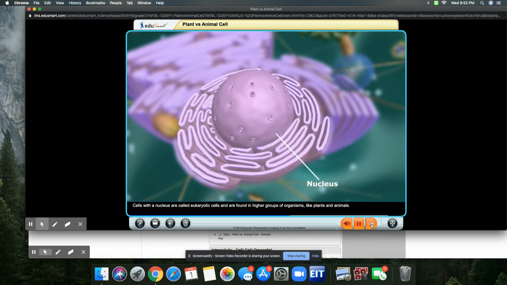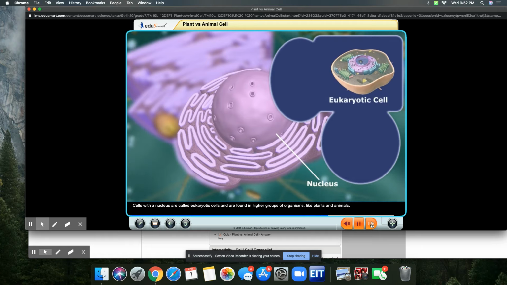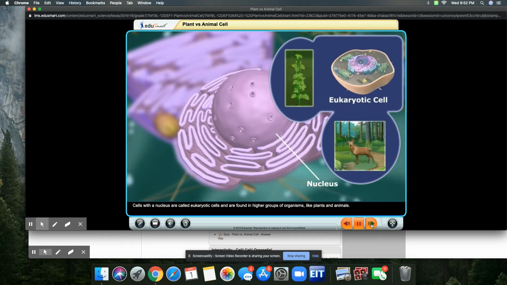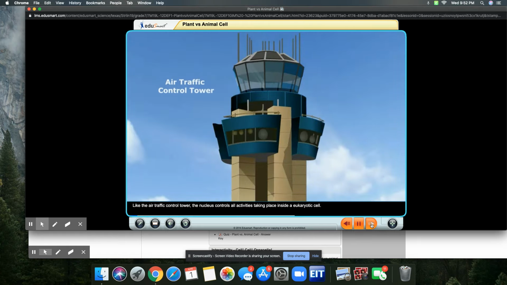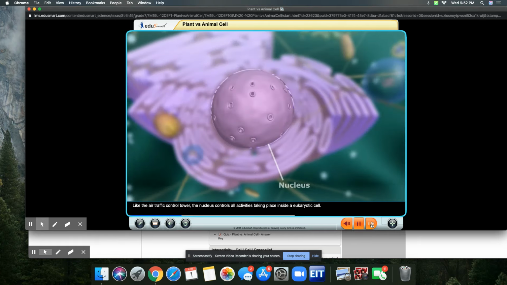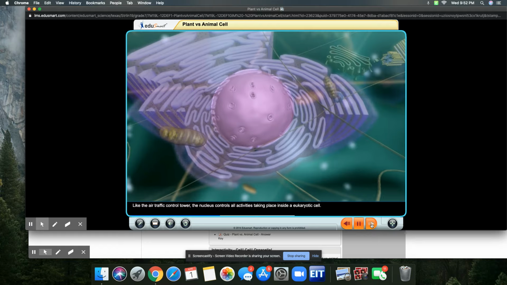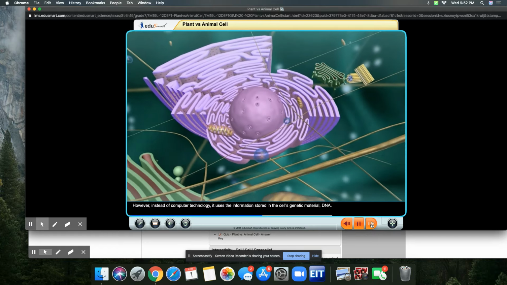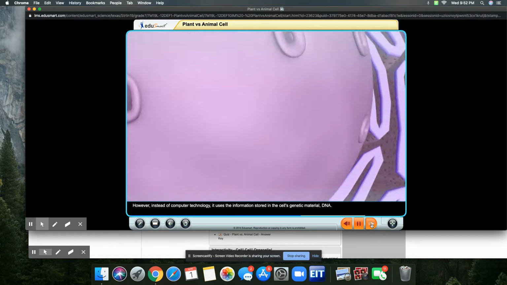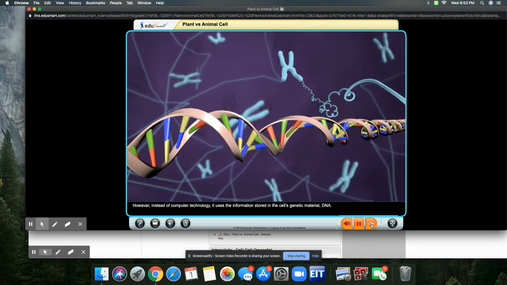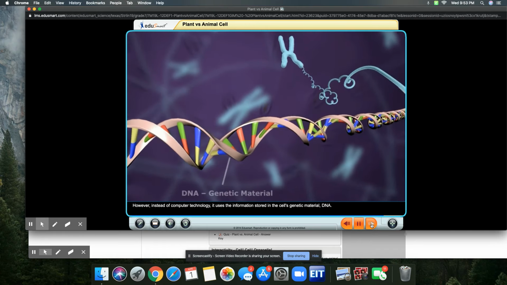Cells with a nucleus are called eukaryotic cells and are found in higher groups of organisms like plants and animals. Like the air traffic control tower, the nucleus controls all activities taking place inside a eukaryotic cell. However, instead of computer technology, it uses the information stored in the cell's genetic material, DNA.